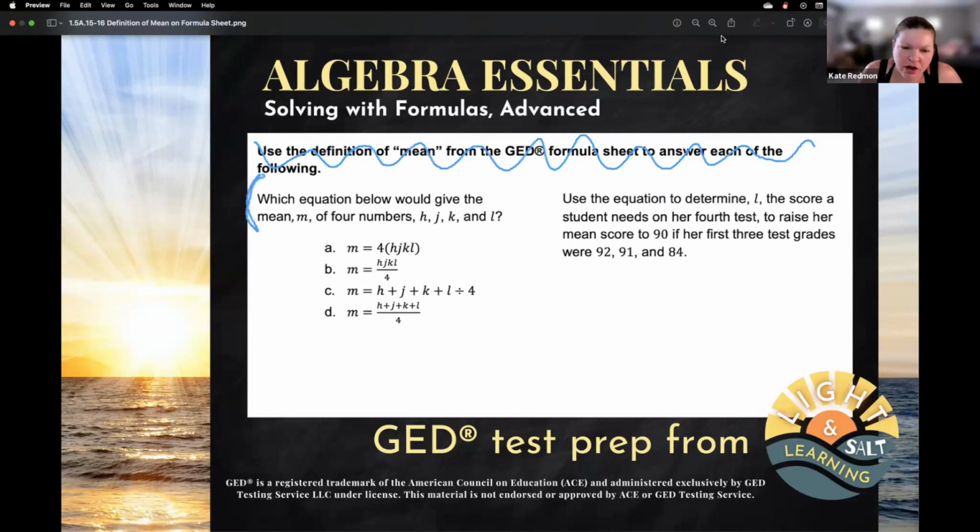Which equation below would give the mean m of four numbers h, j, k, and l? Now, if you already know about mean, median, mode, and range, good for you. They come up on the math, science, and social studies. But even if you don't know anything about them, there's a little bit of information about them on the formula sheet. Let's take a look.